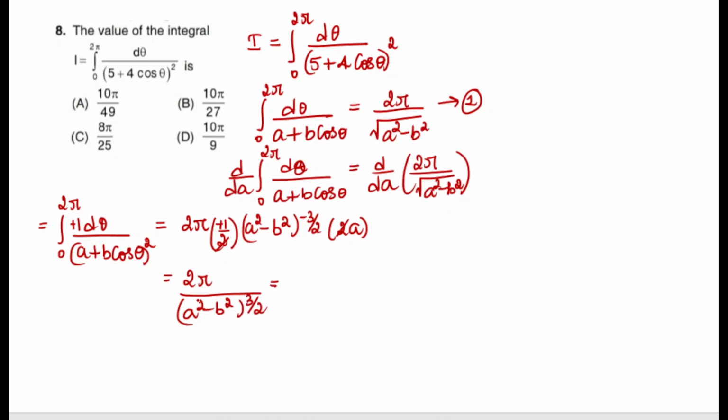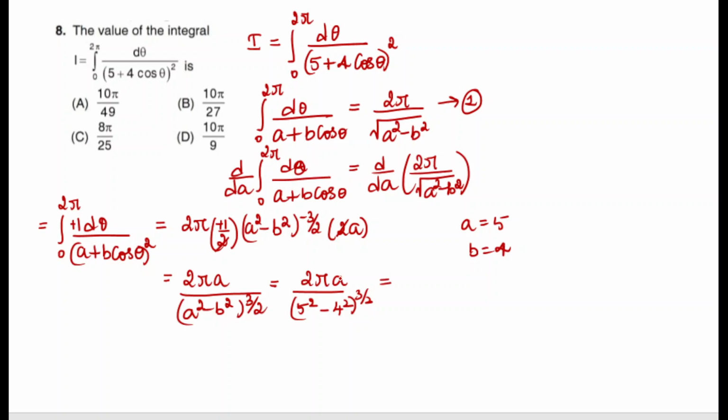Now substitute, instead of a we have 5, instead of b we have 4. So it will be 2 pi divided by, 2 pi, and here one more a was left, a. Instead of a square it will be 5 square, minus instead of b square it will be 4 square to the power of 3 by 2.